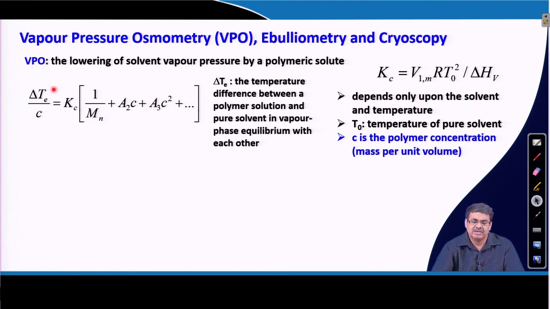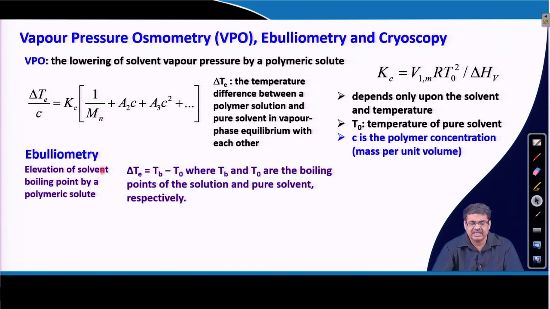So, in this case also we can find out Mn by measuring the delta Te value for different solutions having different concentrations of polymer, and then by plotting delta Te by C with C, we can find the Mn from the intercept and A2 from the slope, as we did for osmotic pressure. Similarly, ebulliometry deals with elevation of solvent boiling point by a polymeric solute. In this case, this delta T is the difference in the boiling point of the solution and pure solvent, and the rest of the treatment remains similar.